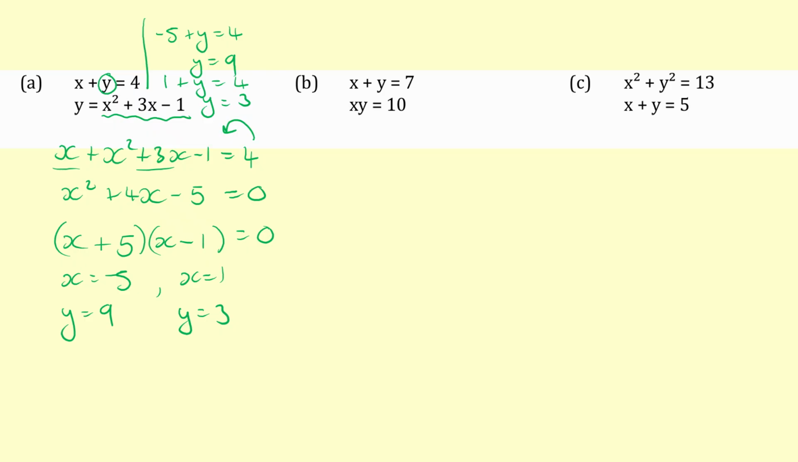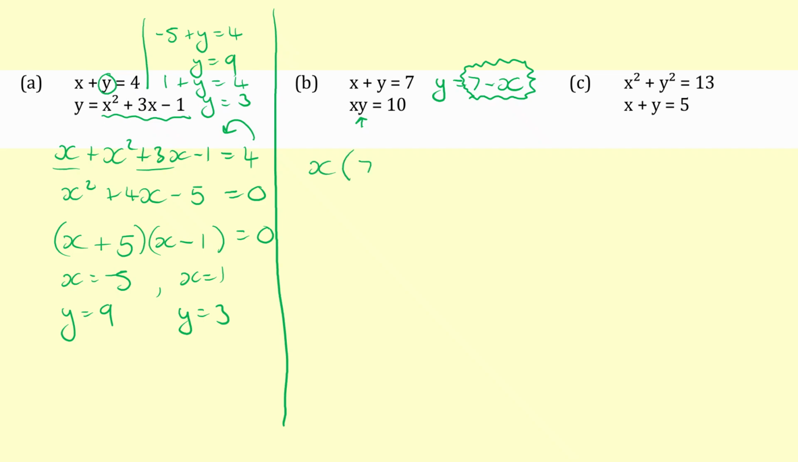Okay, let's try question B. Now this one, you don't have either a y equals or an x equals, so you're going to have to rearrange one of them. So let's rearrange the top one so we have what y equals. So y equals 7 minus x. Now once you rearrange one of them so that you have one letter equals everything else, you can then substitute that into the other equation. So we're going to have x lots of 7 minus x equals 10. Now expand the brackets. 7x minus x squared equals 10, and hopefully you can see where this is going.